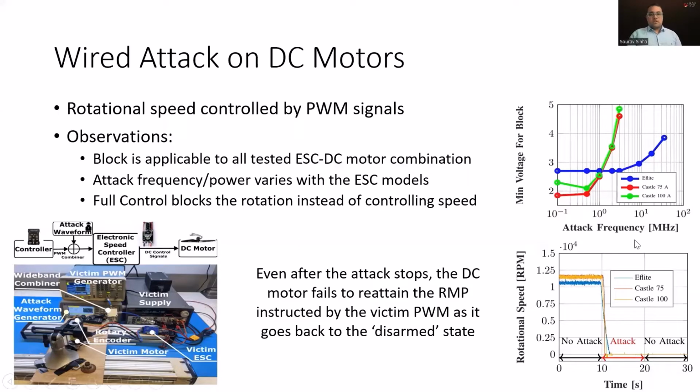Now, as seen in the figure, even after the attack stops at t equal to 20, the DC motor does not retain its RPM, and that is because the motor goes into the disarmed state after being left idle for 10 seconds.